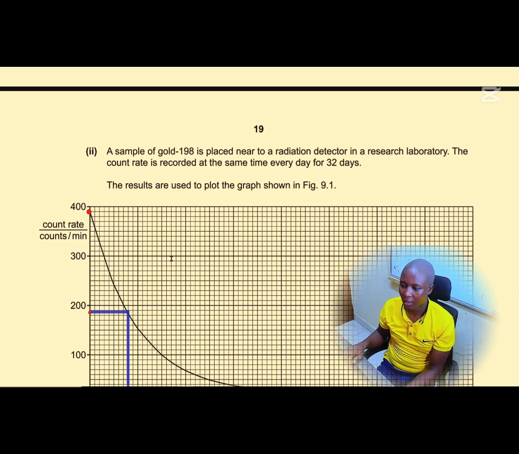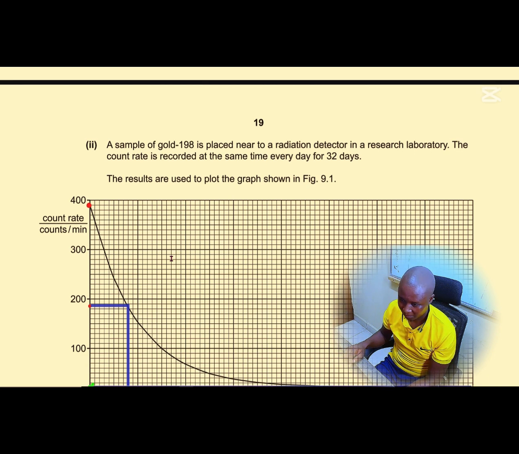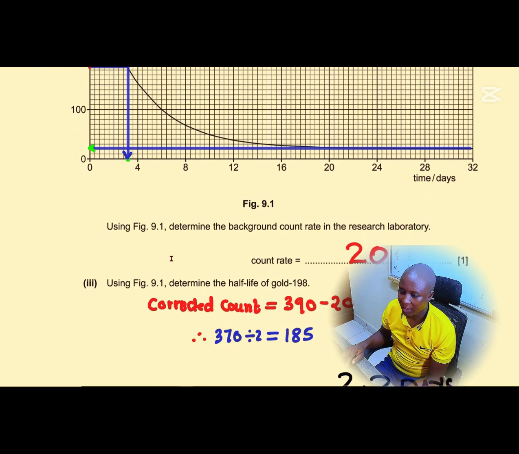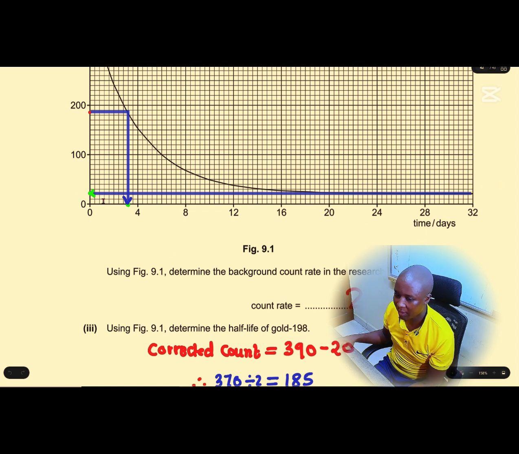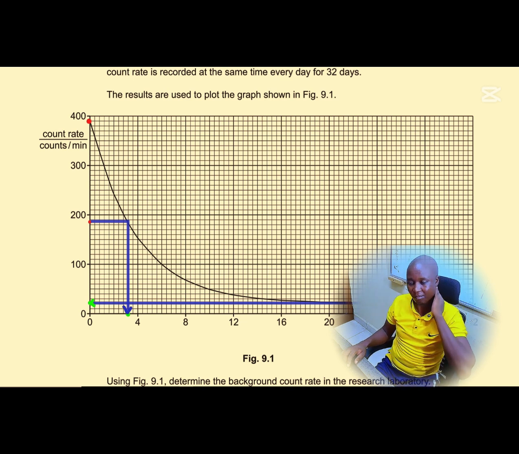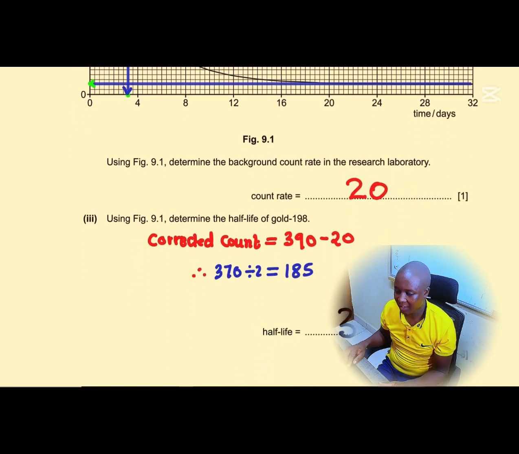A sample of gold 198 is placed near a radiation detector in a research laboratory. The count rate is recorded at the same time every 32 days. The results are used to plot a graph here. You are supposed to determine the background radiation. For background radiation, you check where the graph flattens. You read the value here, which is 20 becquerel, the count rate per minute. Remember also that the unit for radioactive decay is the becquerel. So maybe if you are asked that, you'll be able to answer.